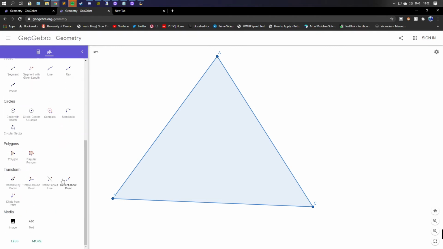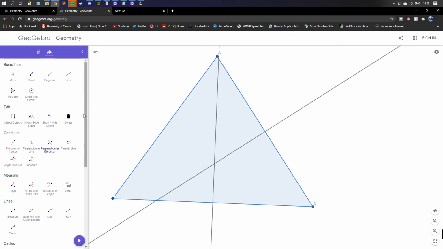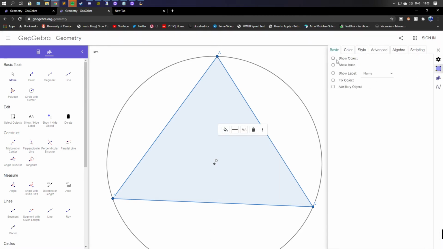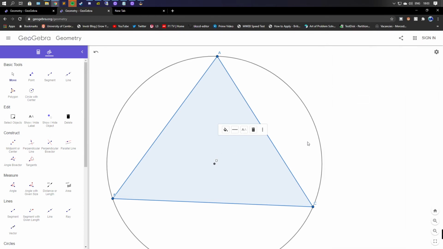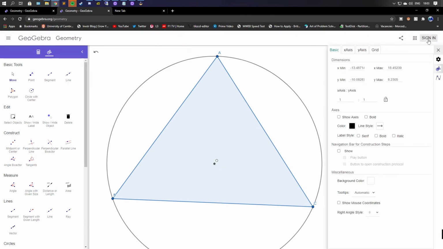So the first one is the circumcenter. We construct the circumcenter by doing perpendicular bisectors and then drawing the circumcircle. There's the circumcenter, and in fact let's call this one by its proper name, which is of course O.